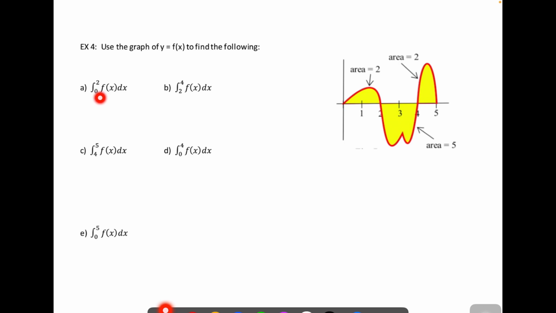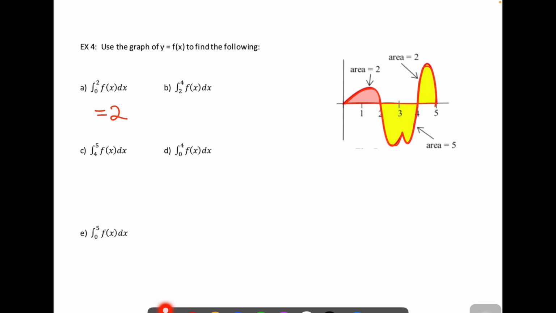If I want to find the integral from 0 to 2 of f of x dx, that integral is going to represent the area under the curve from 0 to 2. And I can visually see on the picture that area has been labeled as having a value of 2. So part A, this integral represents the area under the curve. I can see that my function has positive y values. It's above the x-axis, and that area is 2, so the answer is 2.